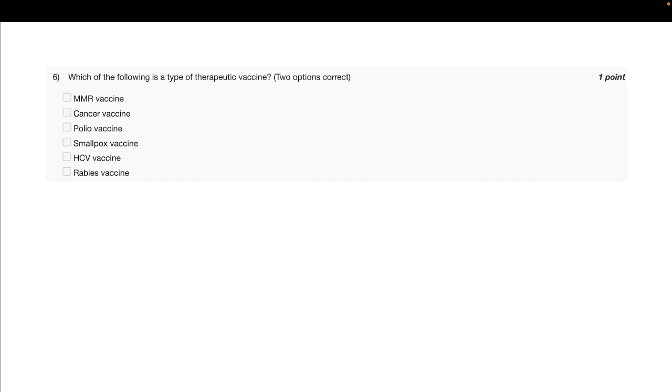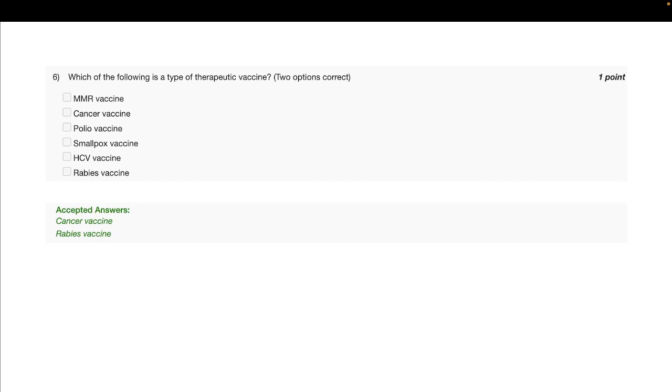Polio and smallpox vaccine. Okay, anybody else? Thanks for answering. Cancer vaccine and rabies vaccine. Can you please repeat? One answer is rabies vaccine. Okay, and cancer vaccine. Yeah, I got it. Thanks for answering. Anyone else? Okay, no more responses. Then let's look at the answer.